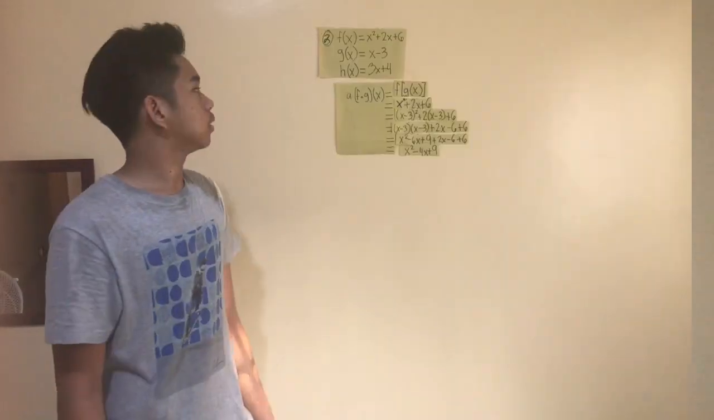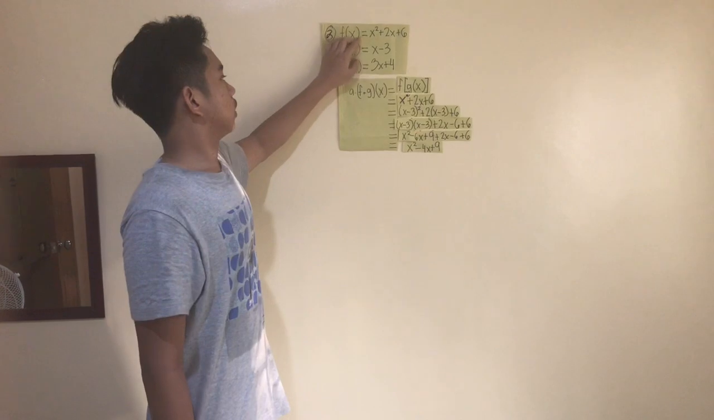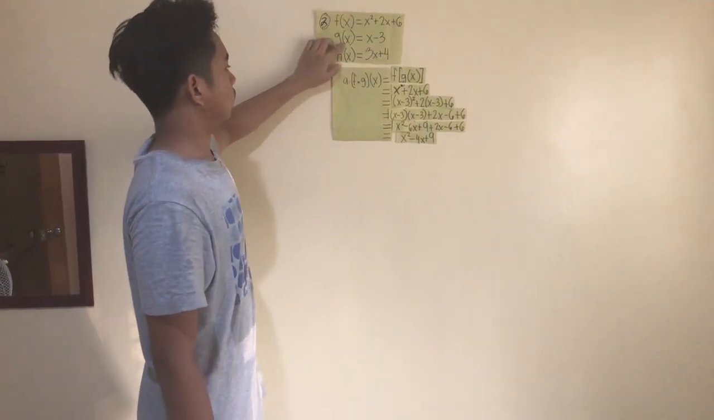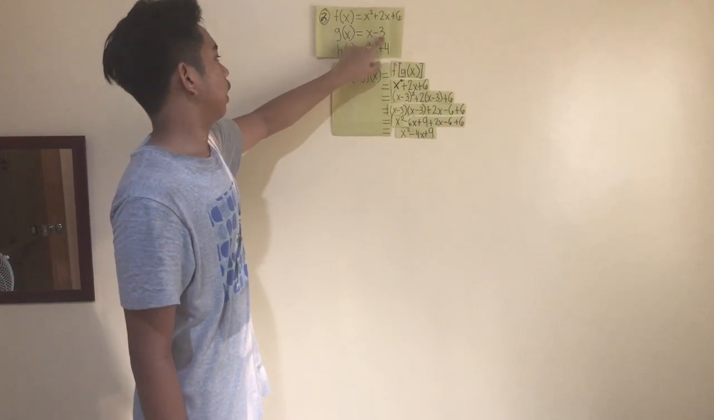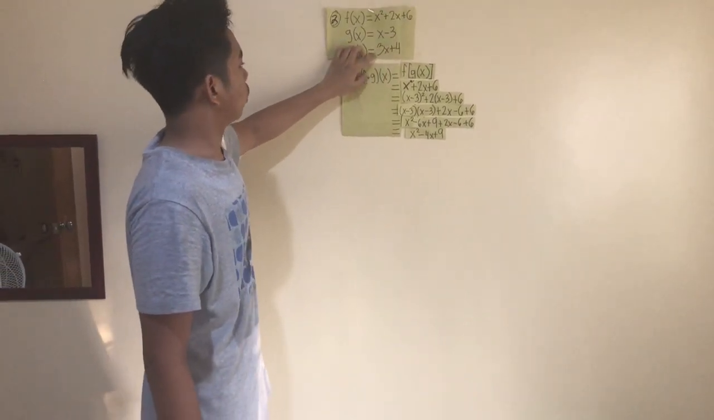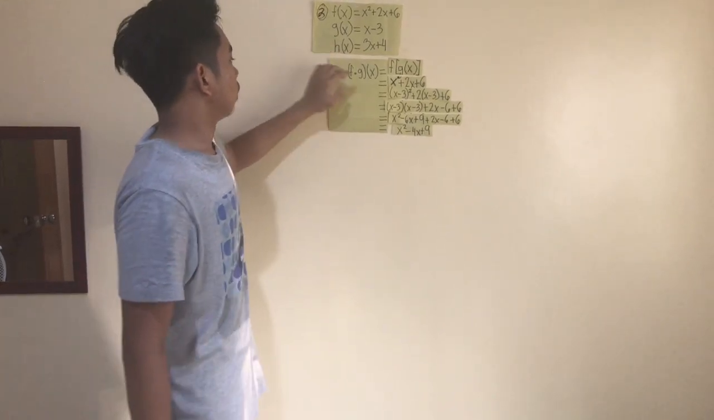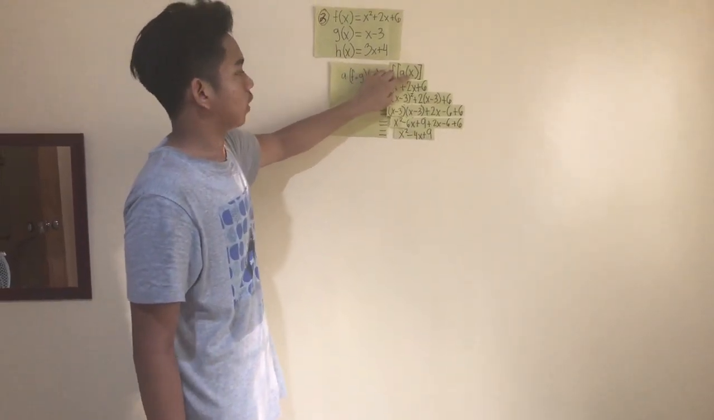Yes. So this is the next example. f of x is equal to x squared plus 2x plus 6, and g of x is equal to x minus 3, and h of x equals 3x plus 4. So, the first one is f of g of x.